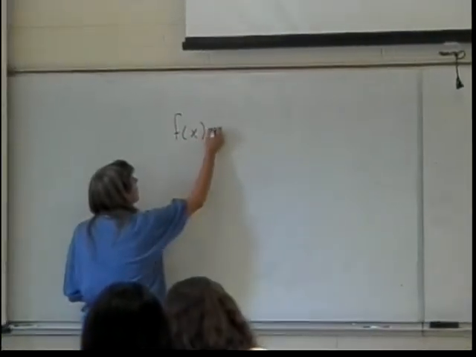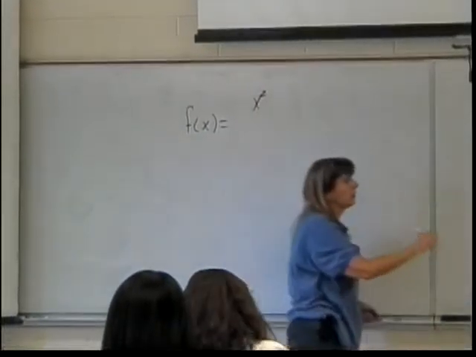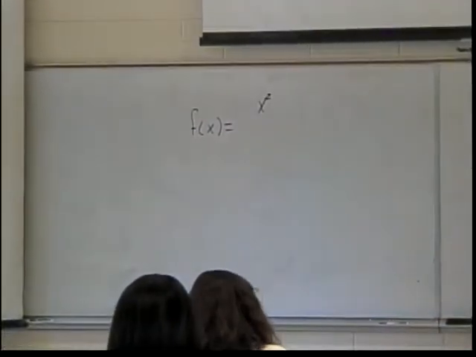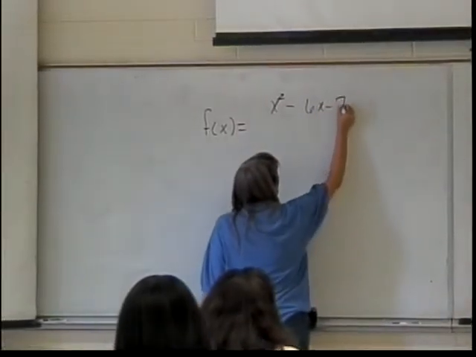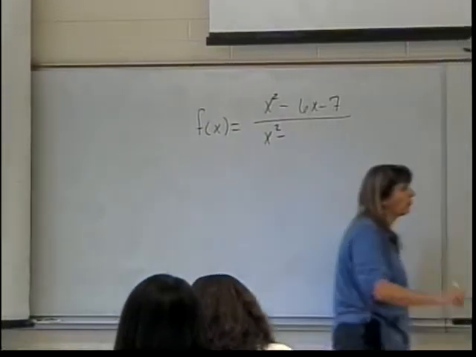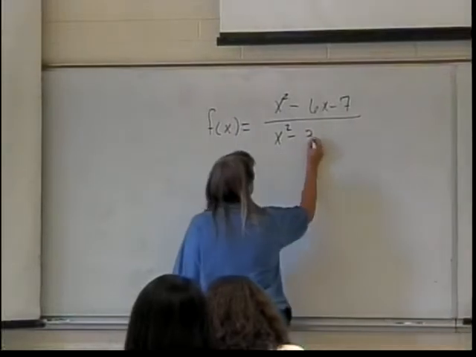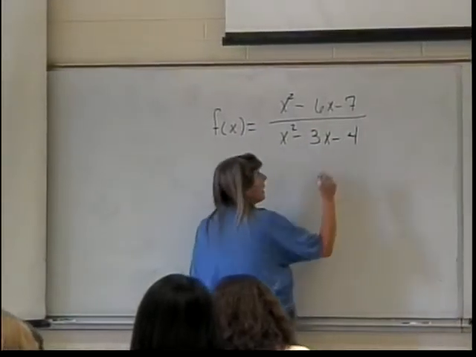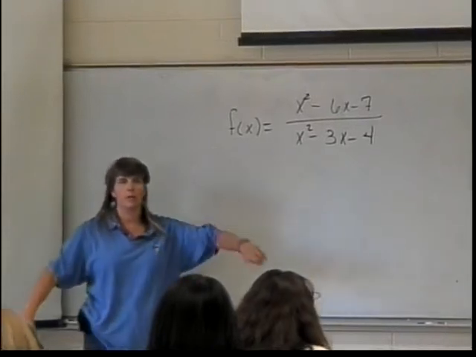My number 12 says f of x equals, I can't read it, x squared minus 6x minus 7 divided by x squared minus 3x minus 4. And I am supposed to find the vertical asymptotes, horizontal asymptotes, x-intercepts, and y-intercepts.